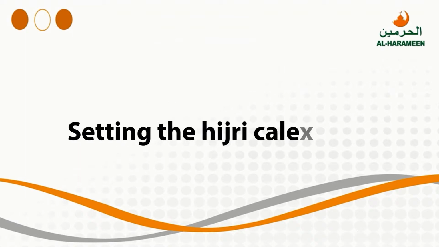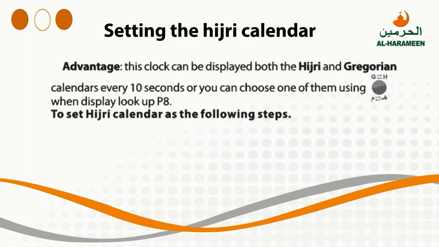Setting the Hijri calendar. Advantage. This clock can display both the Hijri and Gregorian calendars every 10 seconds, or you can choose one of them using G=H. When displayed, look up P8. To set the Hijri calendar, follow the steps below.